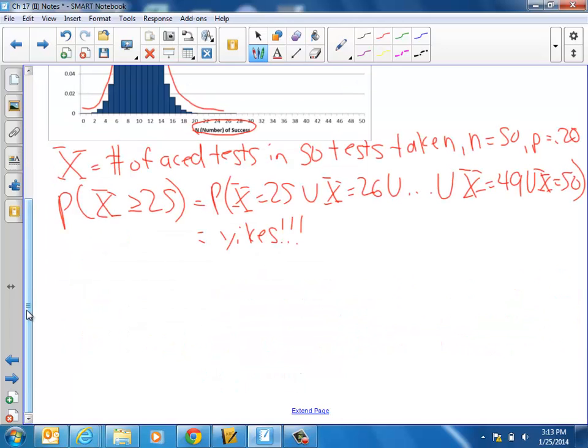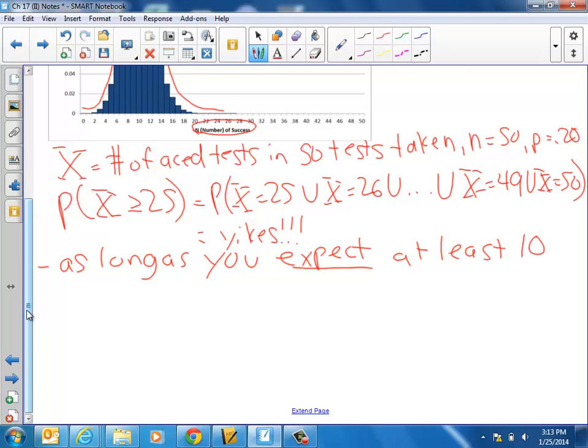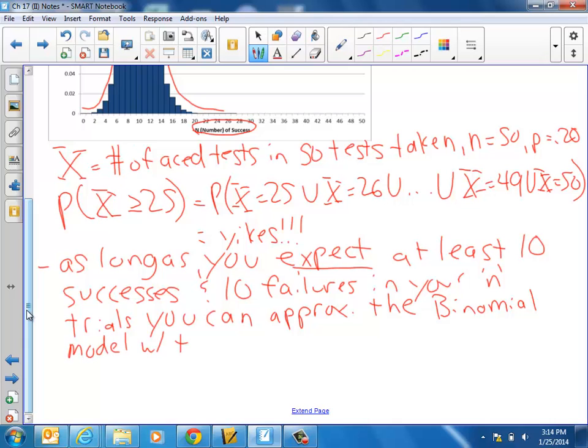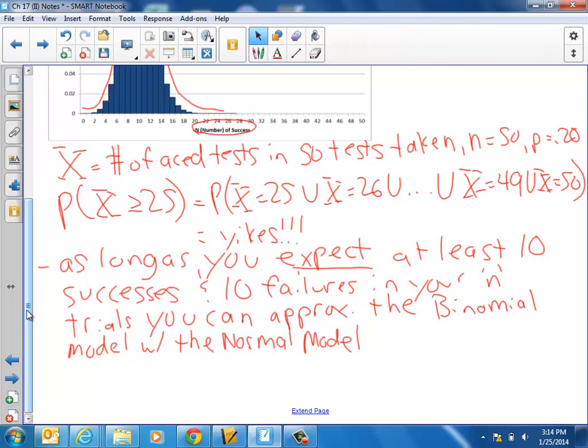As long as, I should really write this out so that you all get it, as long as you expect at least 10 successes and 10 failures in trials, you can approximate the binomial model with the normal model. That is awesome, because what we're going to do, we're going to use our trusty old z-score here and make it happen.